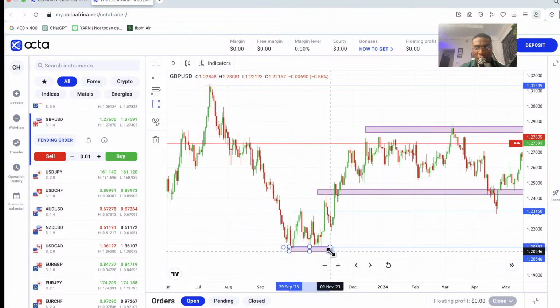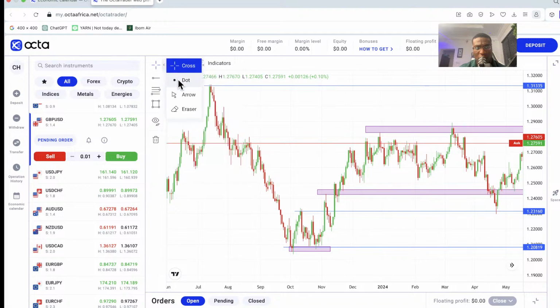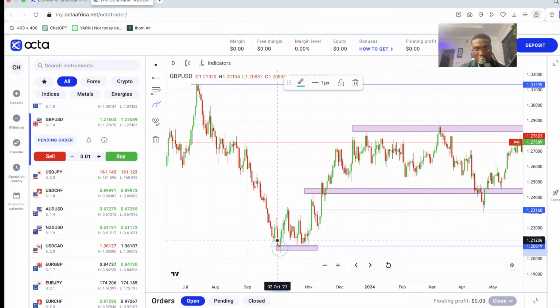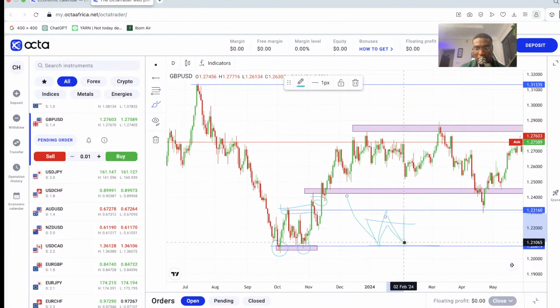The double bottom is made up of the first bottom that we have here, the second one, and then we have the neckline and the sustained break above the neckline. So usually a double bottom would look like this. This is how it can look in most of the drawings that you'd see from downtrend. Then you have the first bottom formed, second bottom formed, break and retest, and then continuation.